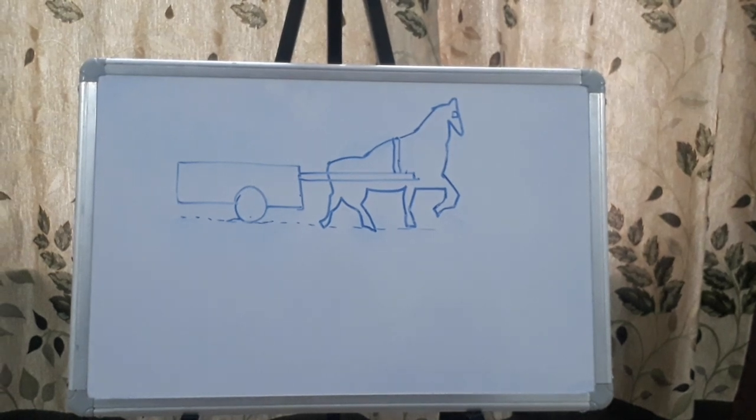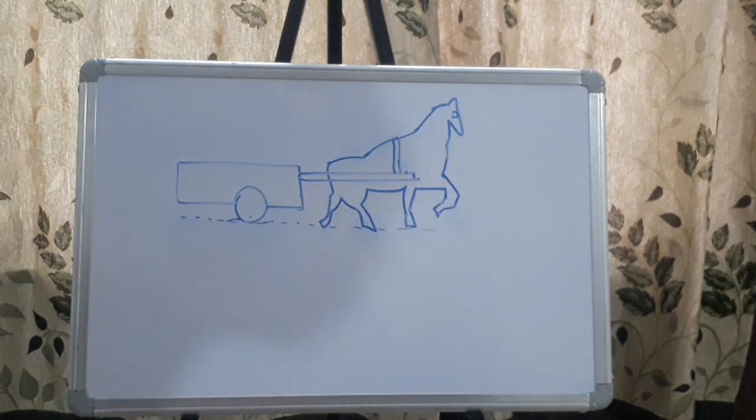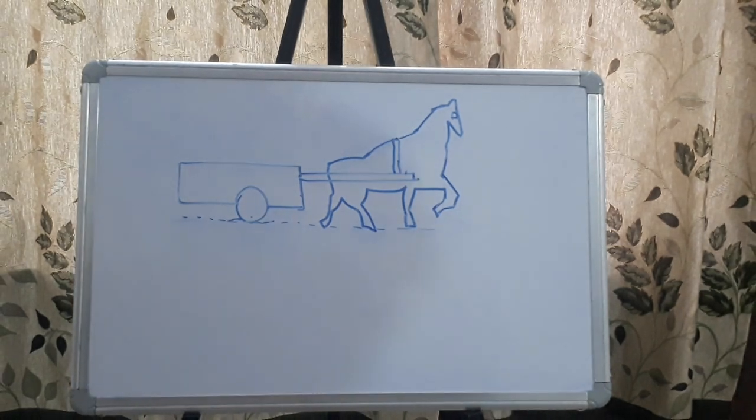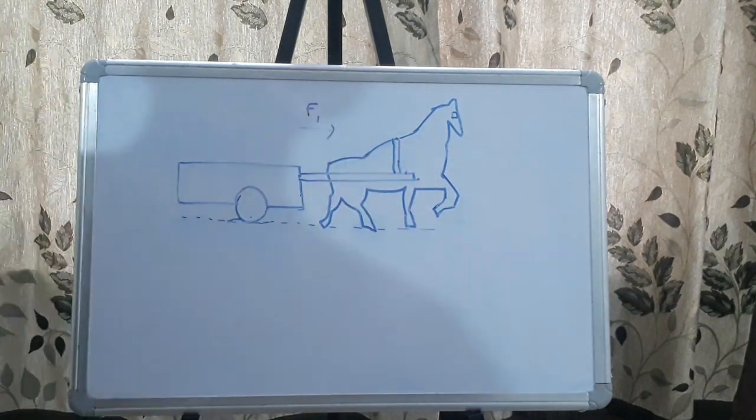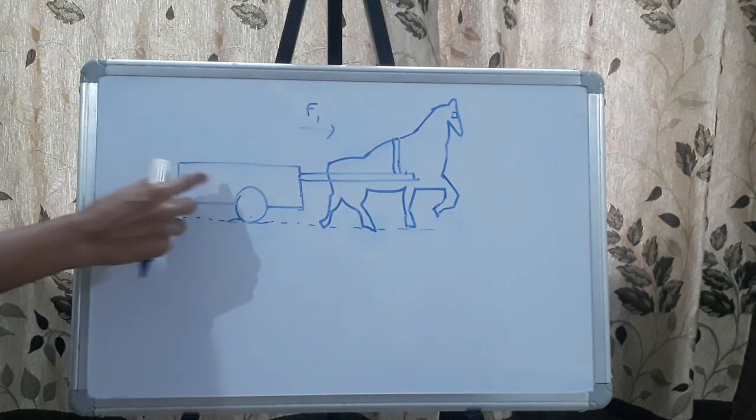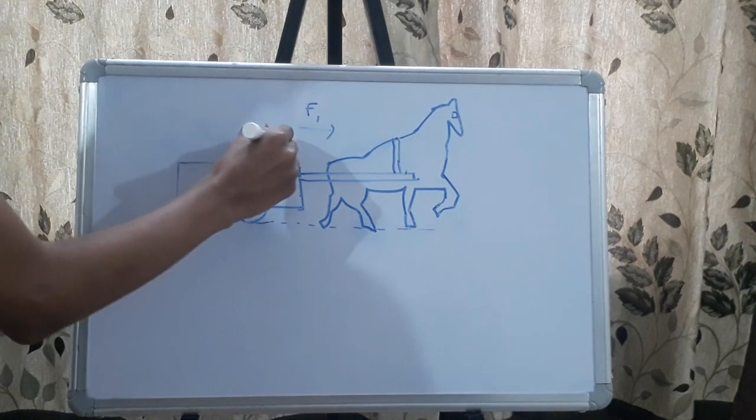Hello everyone, in this video we are going to discuss the horse and the cart problem. The argument in this problem is that the horse pulls this cart with the force F1. And remember Newton's third law, every action has an equal and opposite reaction. So the cart must also pull the horse with the force F2.